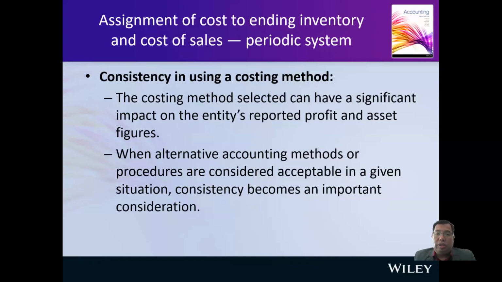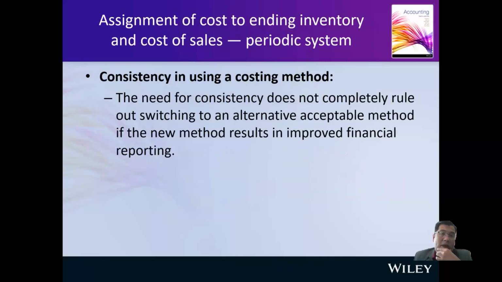The costing method selected can have a significant impact on the entity's reported profit and asset figures. When alternative accounting methods or procedures are considered acceptable in a given situation, consistency becomes an important consideration. If you decide to use the first in, first out method, you must be consistent with your choice. If you decide to use the LIFO method, you have to continue using the LIFO method. The same goes for the weighted average method. The important thing here is consistency.